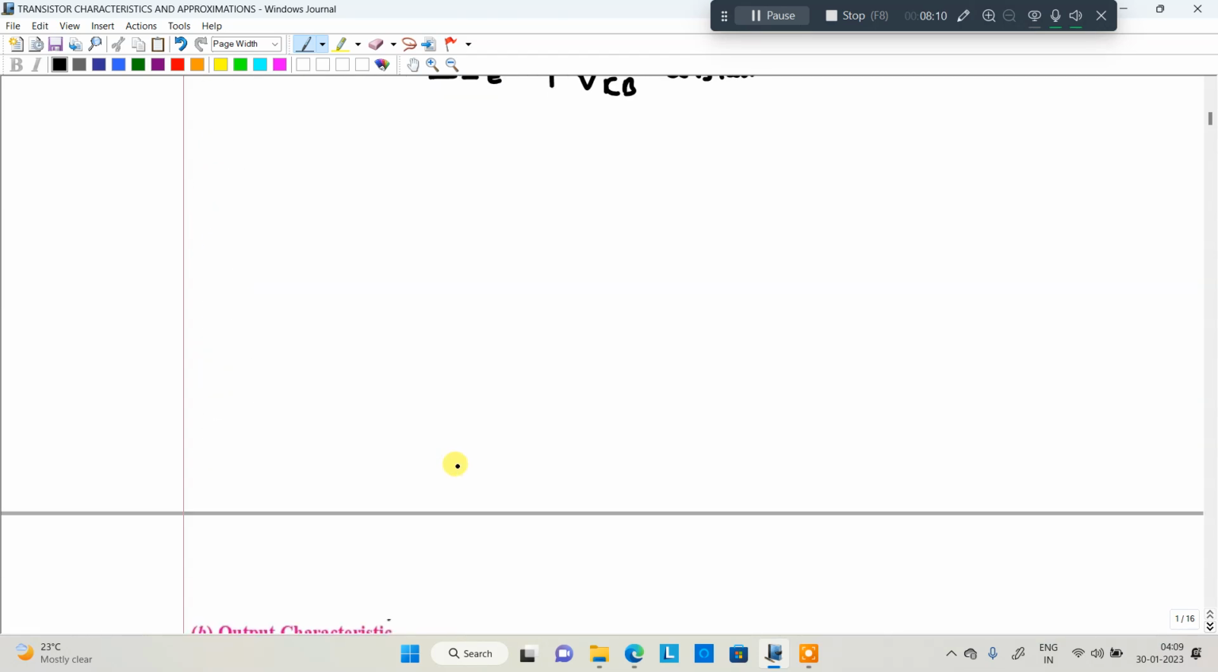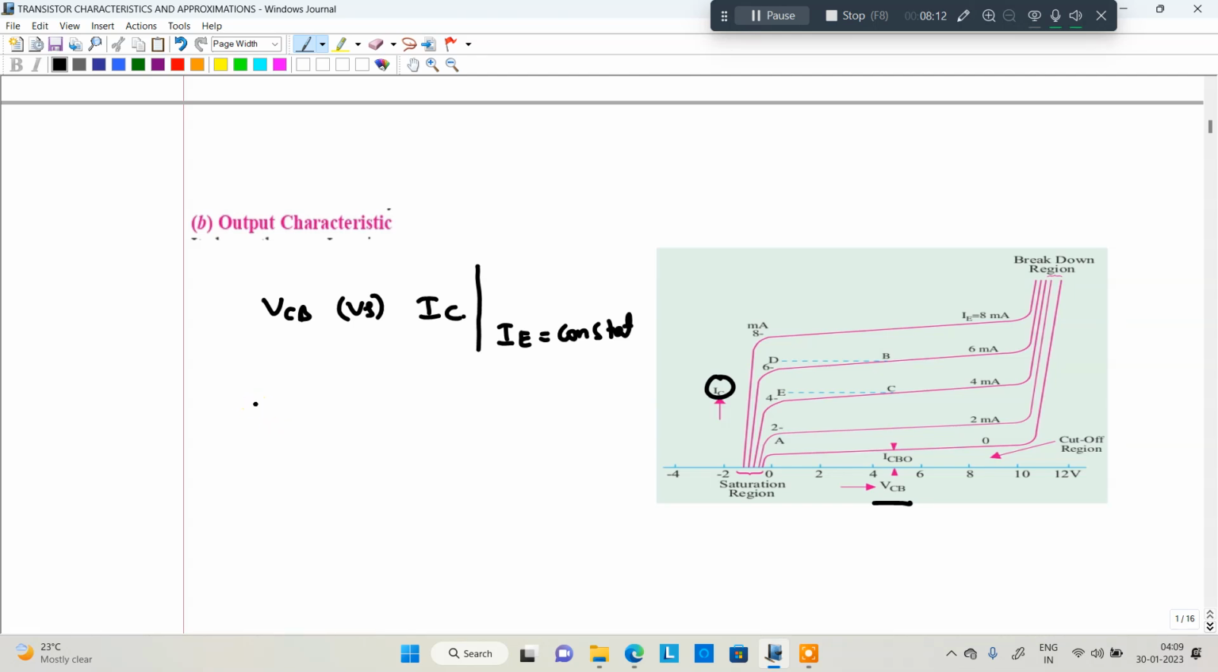So got my point? Initially, for example, IE is equal to 0. Whenever IE is equal to 0, that means the emitter is open. Whenever the emitter is open circuited, leakage current will be flowing. I explained that in the last chapter, transistor basics. So even though the emitter is open circuited, some current will be flowing. Then I increase the value of VCB step by step. What will happen? Some leakage current will be flowing. That leakage current will be maintained constant up to the cutoff region.